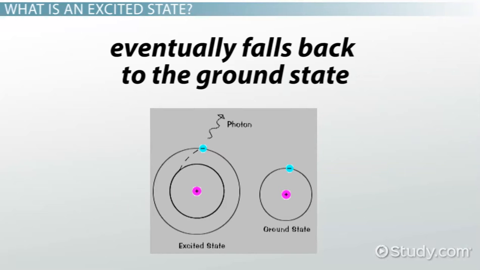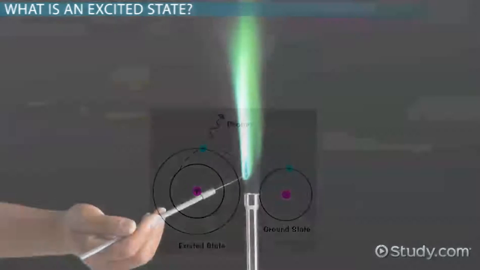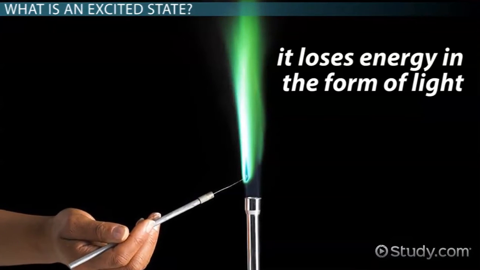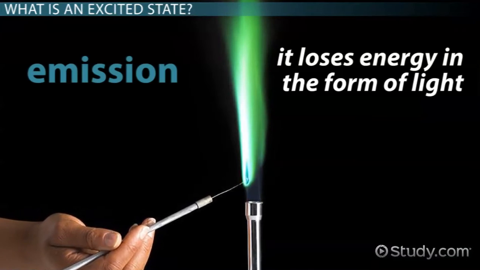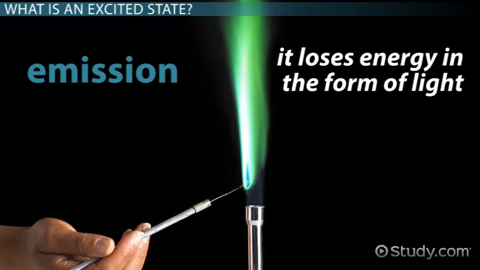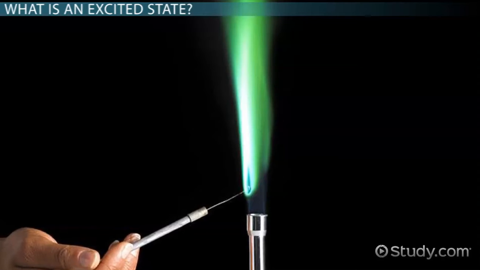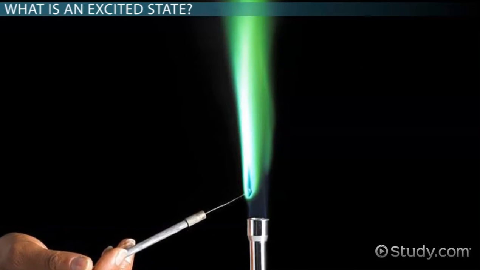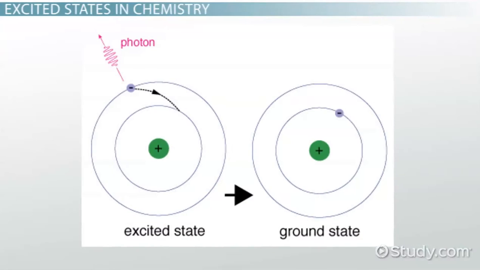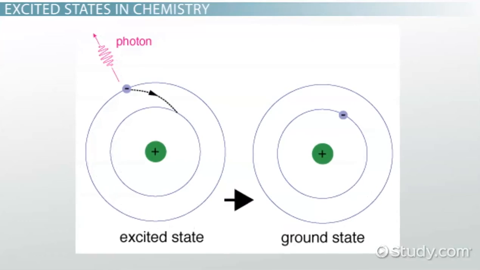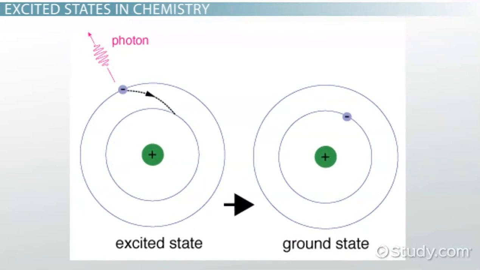state. When the electron falls from the excited state, it loses energy in the form of light, a process called emission. The excitation of electrons followed by the emission of green light explains the green flame from the previous example of heated copper. Excited states within the atoms found in molecules are of great importance for some chemical reactions.